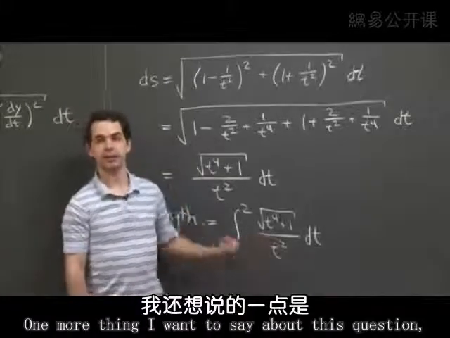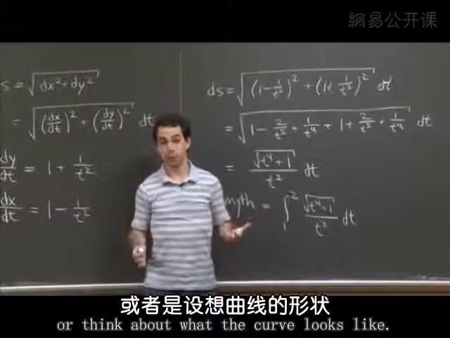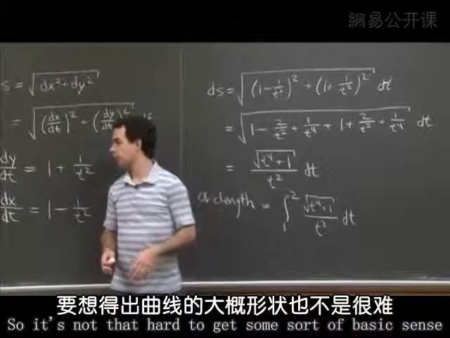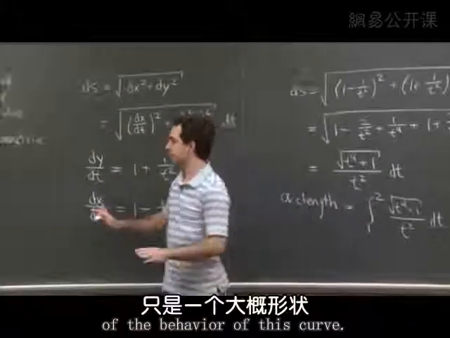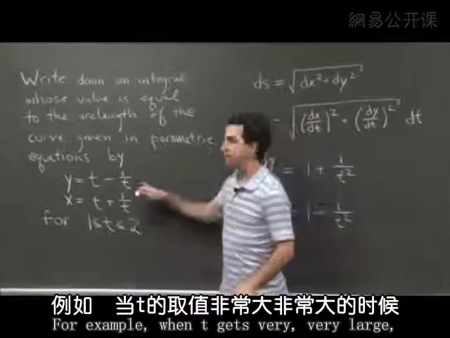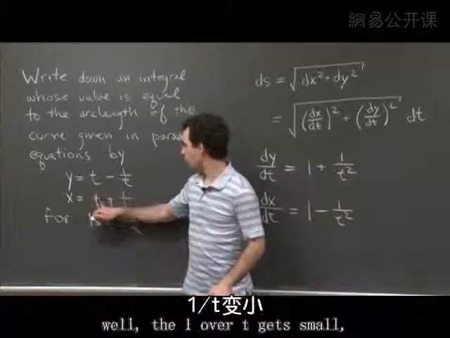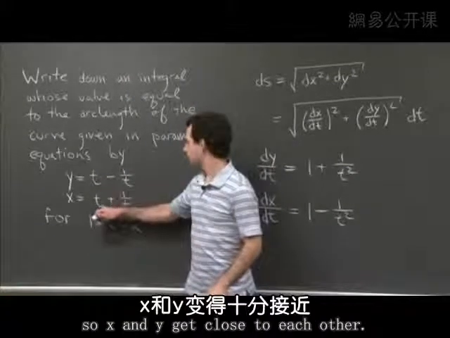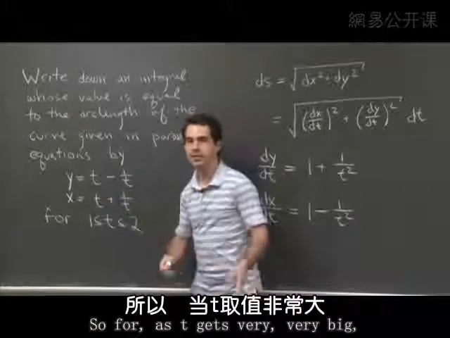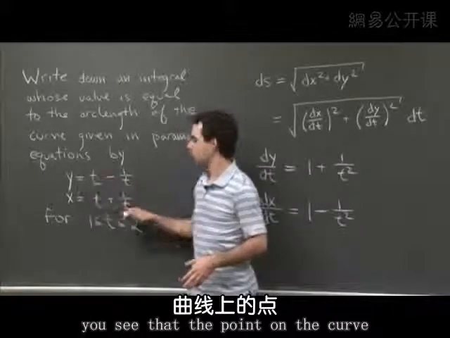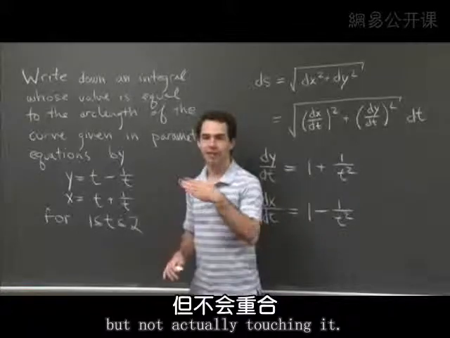One more thing I want to say about this question is that we did all this without ever trying to draw the curve or think about what the curve looks like. It's not that hard to get some sort of basic sense of the behavior of this curve. For example, when t gets very, very large, 1 over t gets small, so x and y get close to each other, but x is just a tiny bit bigger. So as t gets very big, the point on the curve is getting very close to the line y equals x, but not actually touching it.